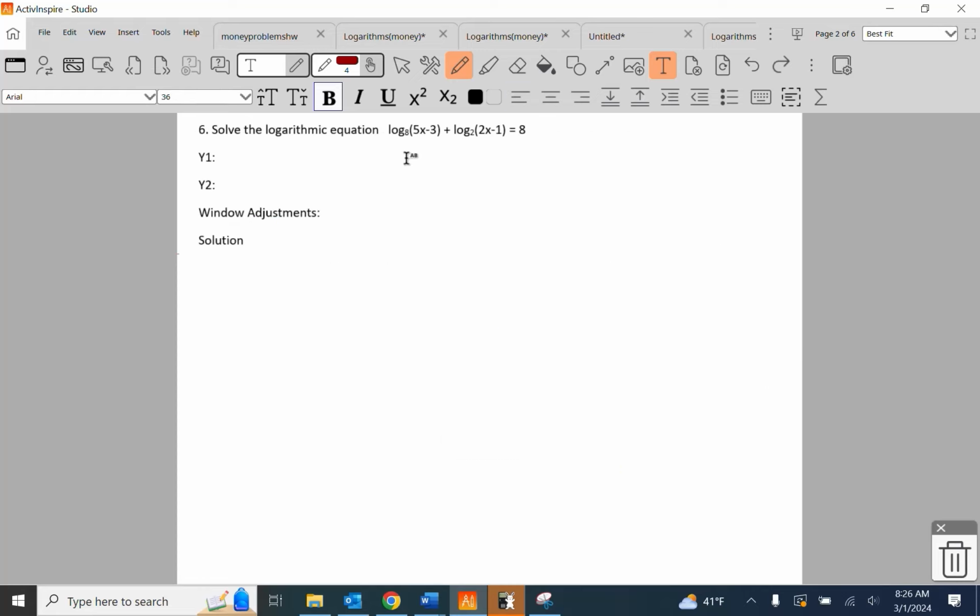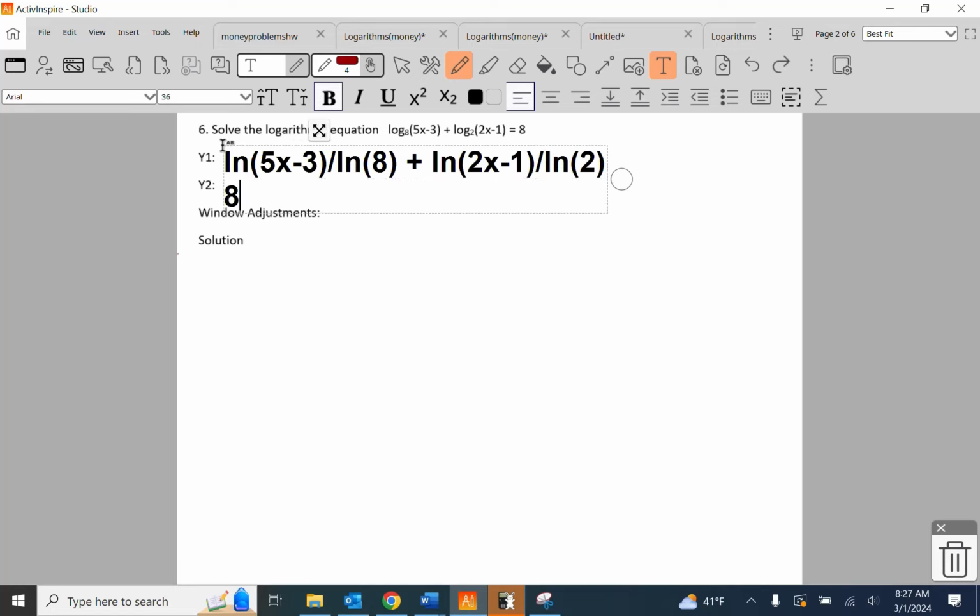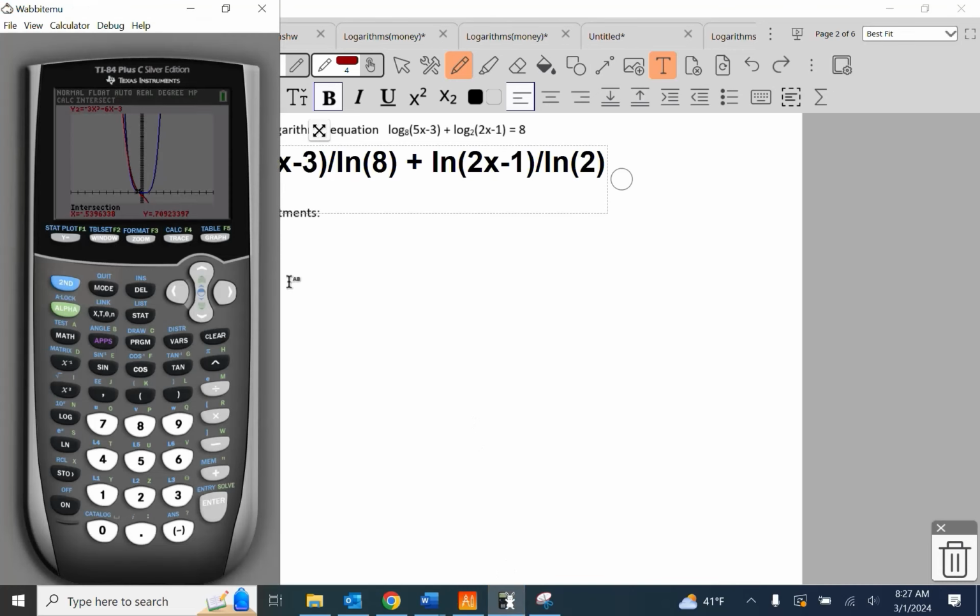I put 6 in here, solve this one. You're going to have to use change of base, so you're going to have to know how to do change of base. Y1 would be the ln of 5x minus 3, sitting over the ln of 8. What's high is high, what's low is low. Plus, we're going to change base on the second one, ln 2x minus 1, sitting over ln 2. What's high is high, what's low is low. And y2 is going to be 8. This one's not too bad.